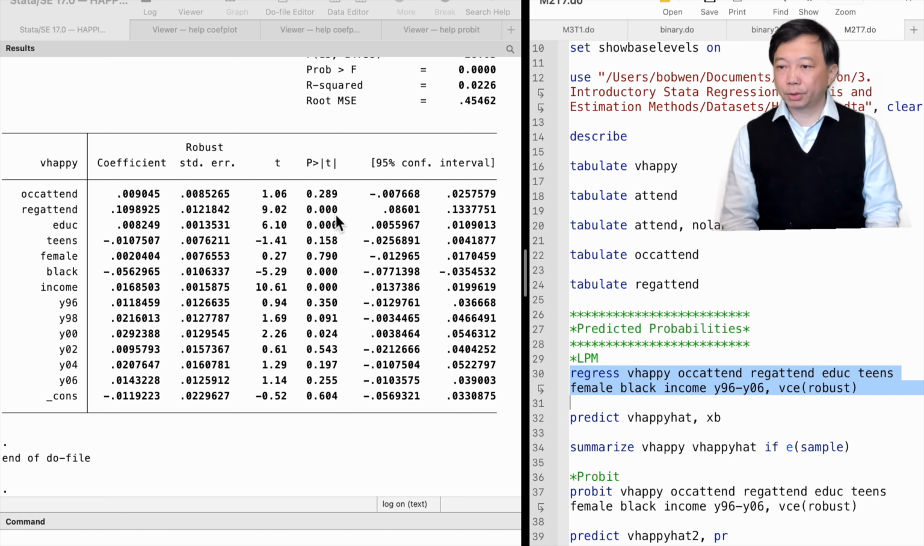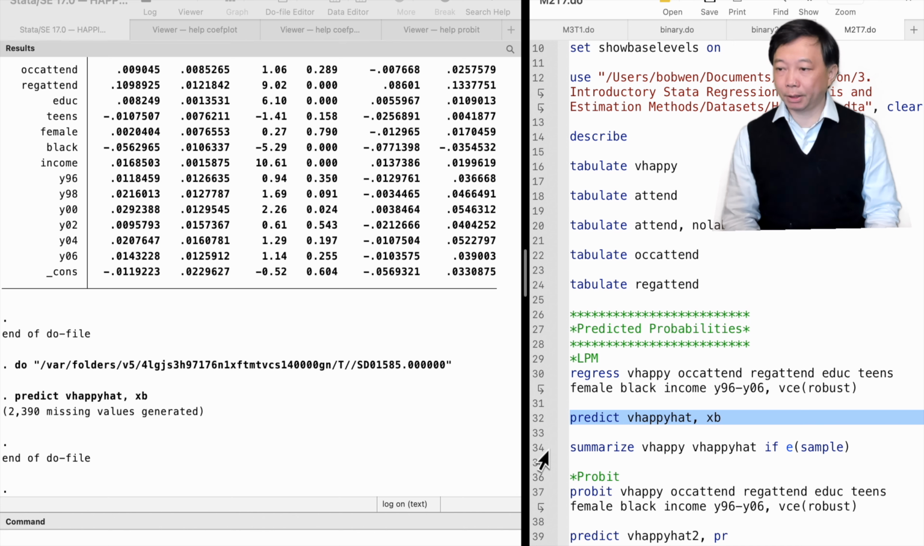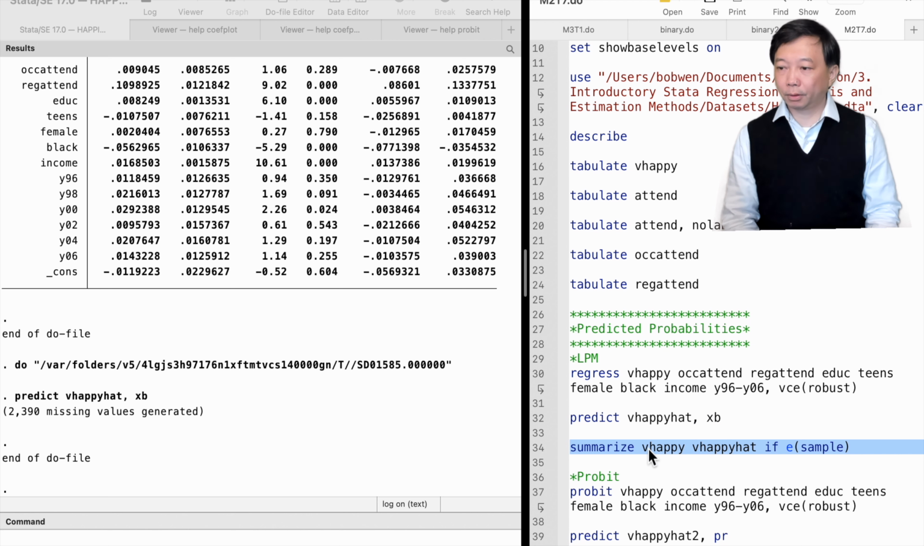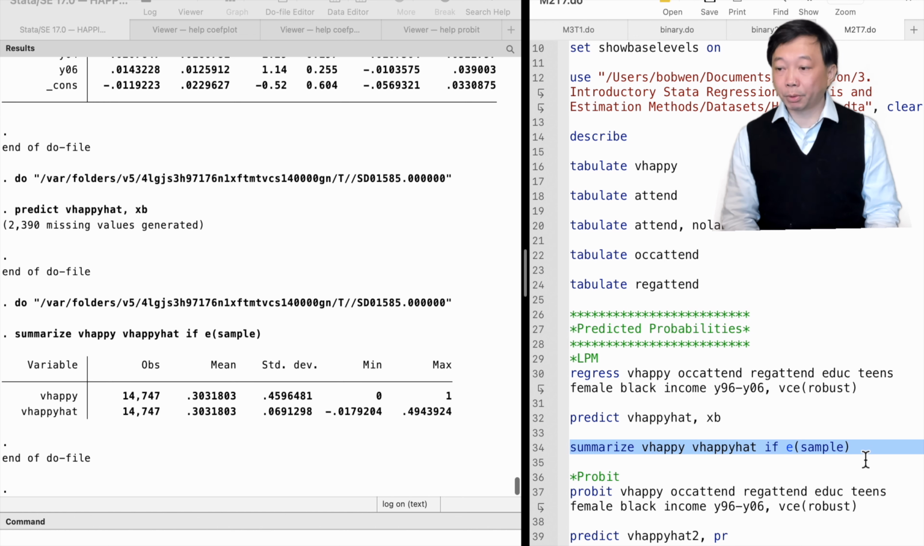Then we use the predict command with the XB option to generate the predicted probability of being very happy. We summarize the true values and the predicted values, and we find that the sample means are the same for the true probabilities and the predicted probabilities. However, some predictions are below 0. Notice that the if condition, e(sample), restricts the sample size to be the same as in the regression.